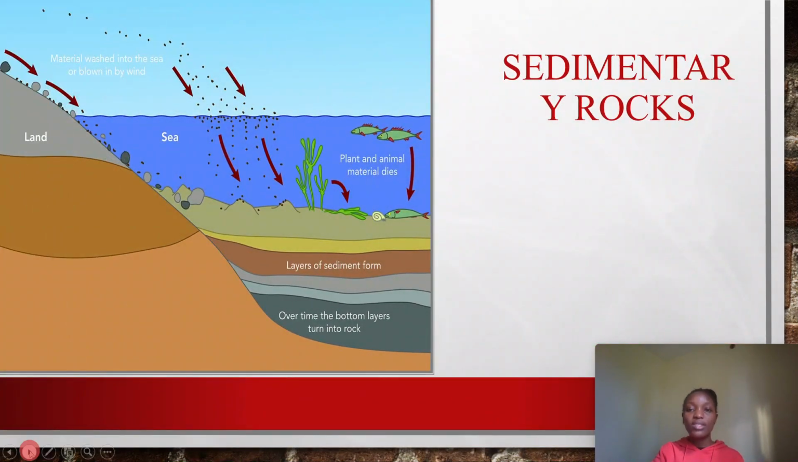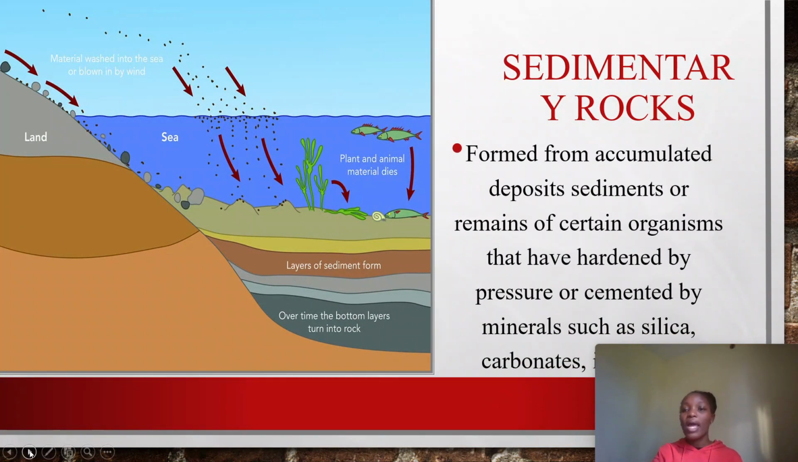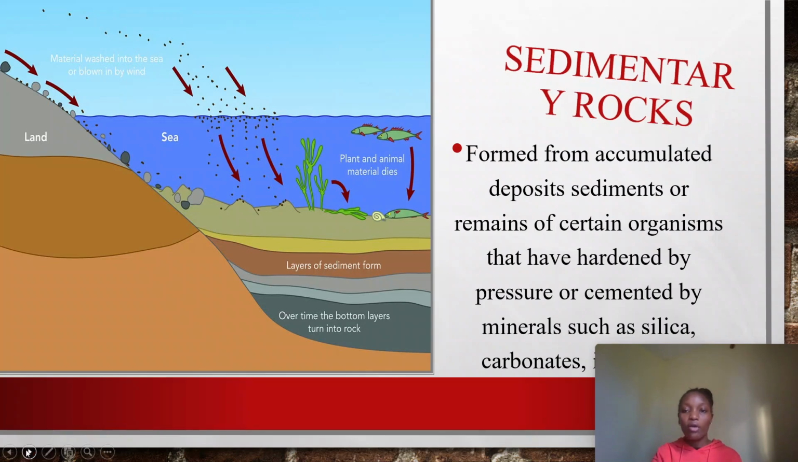Sedimentary rocks are rocks that are formed from the accumulation of deposits or sediments of remains of certain organisms that have hardened by pressure or been cemented by minerals such as silica, carbonates and iron oxides. There's a picture there showing how the materials are washed into the sea or blown by wind, and how the plant and animal materials decay after dying. They form layers of sediments which over time turn into a rock.